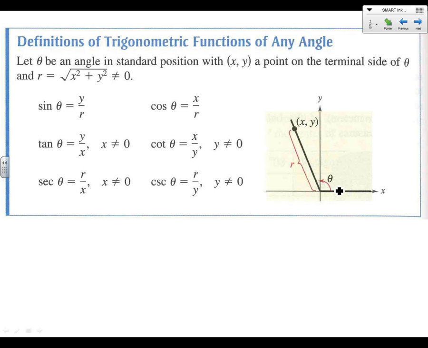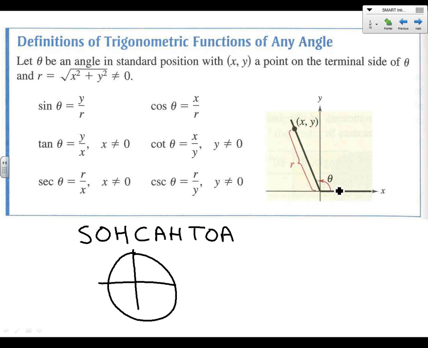We should know at this point that sine is opposite divided by hypotenuse, cosine is adjacent divided by hypotenuse, and tangent is opposite divided by adjacent, our SOHCAHTOA model. And if we have our unit circle, we know that R is our hypotenuse, and so in this case R is always going to equal 1. The hypotenuse is always going to be 1 if we're on the unit circle.